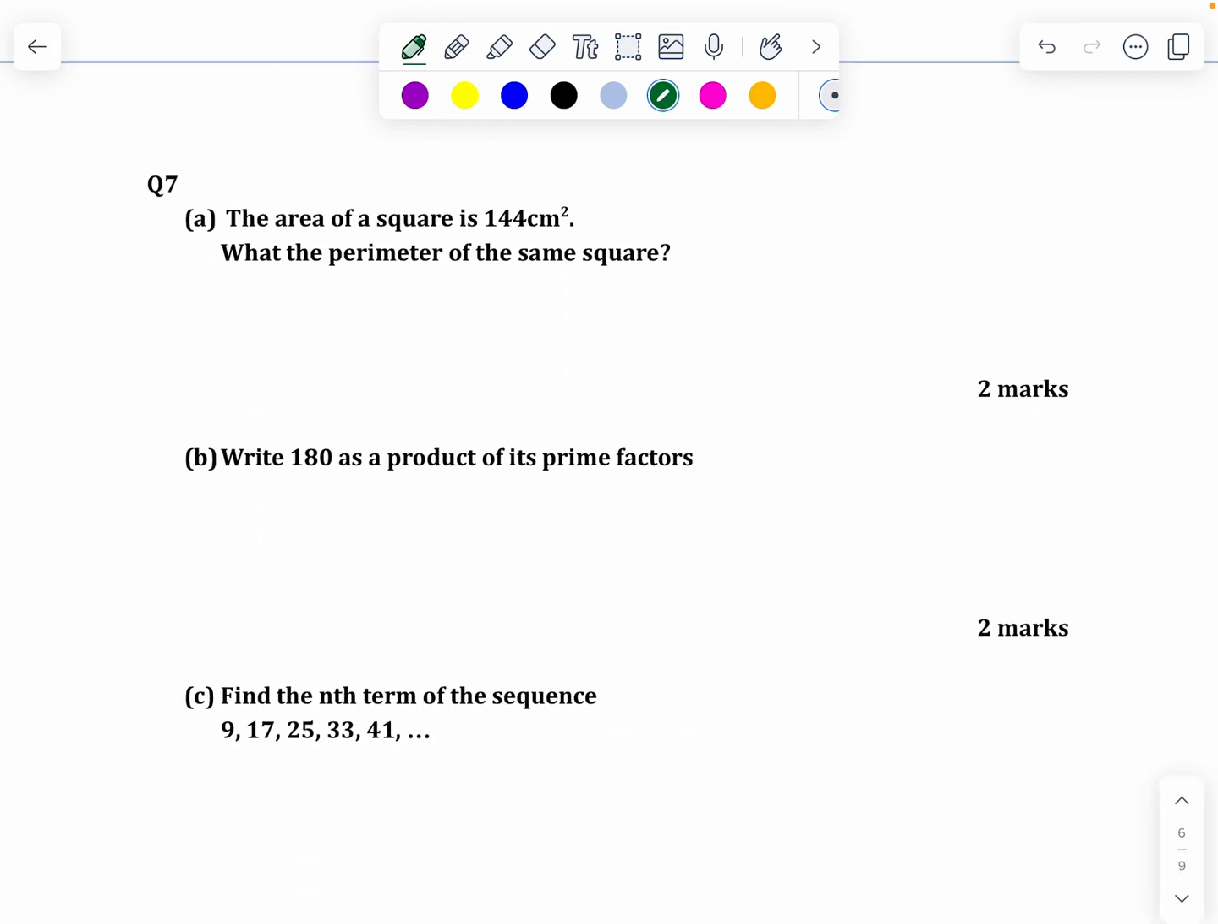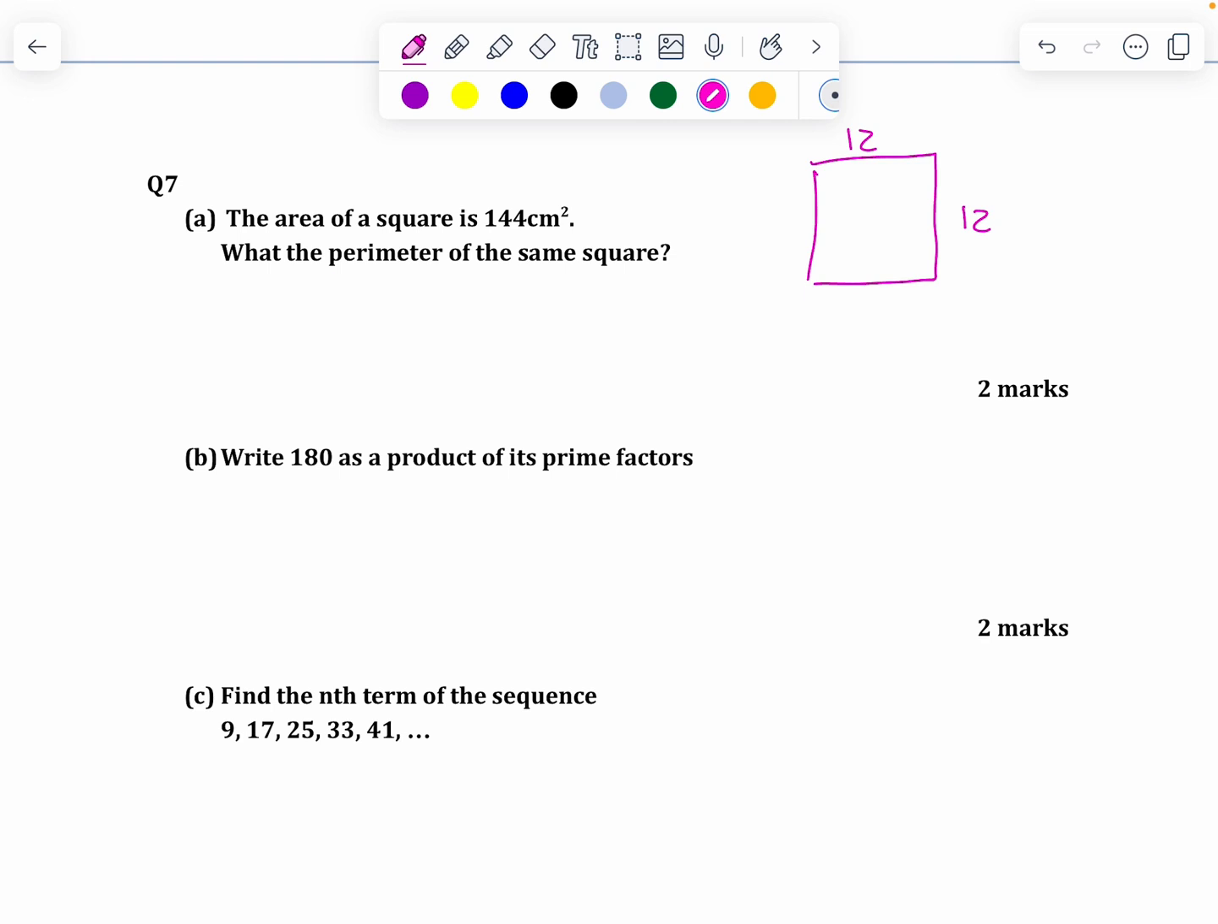Right, next one, the area of a square is 144 centimetres squared. You need to know your times tables for this. Basically, if it's a square, it means that both sides are the same. So you have to think to yourself, what number multiplied by itself will give you 144 centimetres squared? The only one is 12 times 12. So each of the sides must be 12 for it to have an area of 144 centimetres squared.